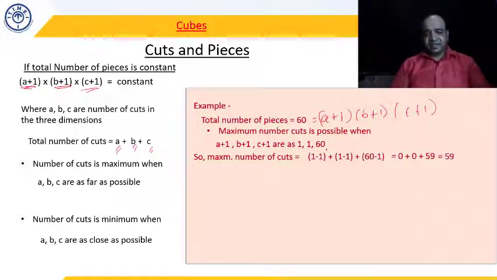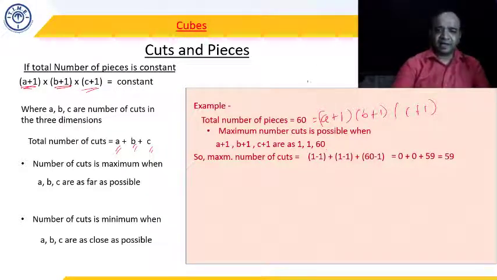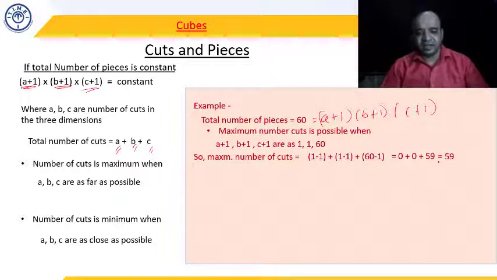So in this case, I have already said that whatever factors we get, that is 1, 1 and 60, the number of cuts can correspondingly be obtained by subtracting 1 from each of the factors. That is 1 minus 1, 1 minus 1, 60 minus 1, giving us 0 plus 0 plus 59, which is 59. So a maximum of 59 cuts are required in this case.